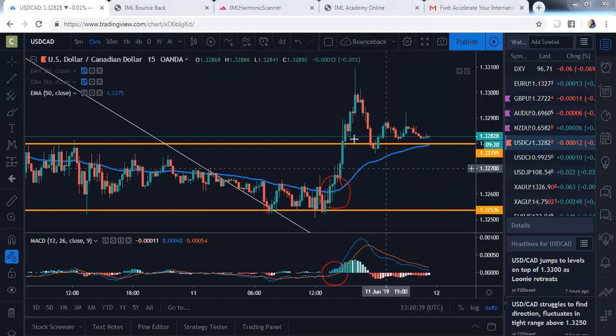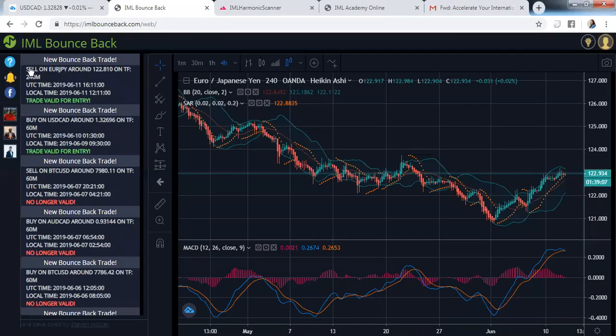Fantastic. So don't forget, I obviously want you guys to be profitable, so that's why I gave you the 50 moving average there. So let's look at the other one that Bounceback would have sent out, the Euro JPY. So it says sell on Euro JPY, right? Around 122.810 on time frame 240, which is the 4-hour time frame. So sell on Euro JPY around 122.810.